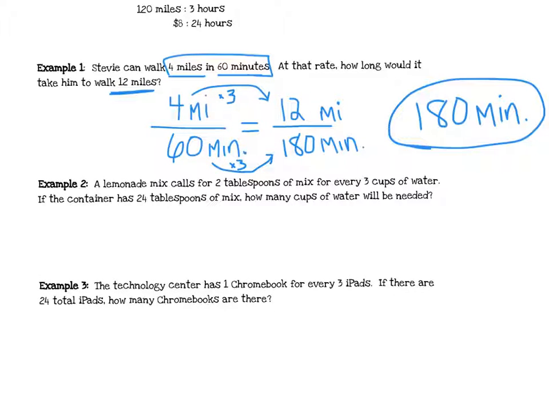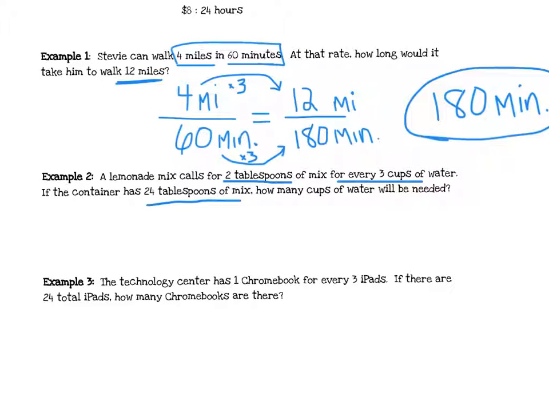A lemonade mix calls for 2 tablespoons of mix for every 3 cups of water. If the container has 24 tablespoons of mix, how many cups of water will be needed? Again, I'm going to start with what I know. I know 2 tablespoons of mix for 3 cups of water. Okay, let's make another ratio set up the same way with tablespoons to cups. Okay, and we know there are 24 tablespoons in the whole container of lemonade.